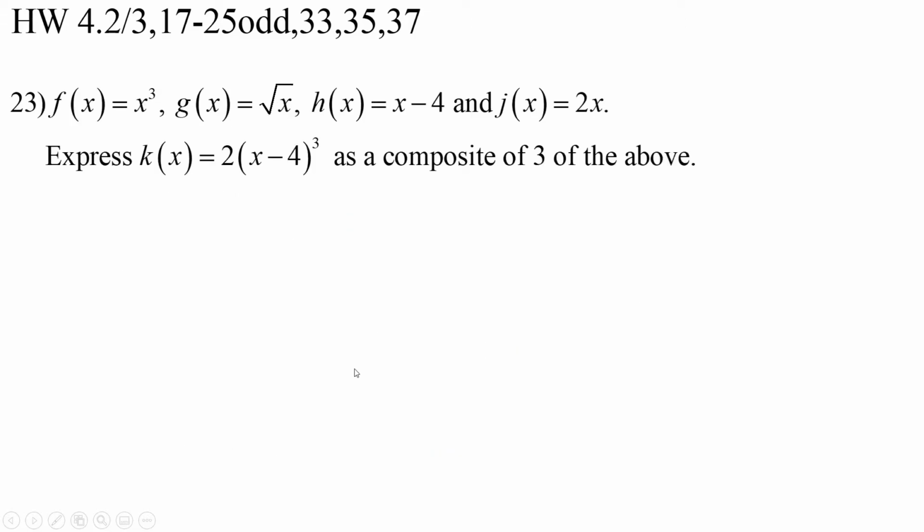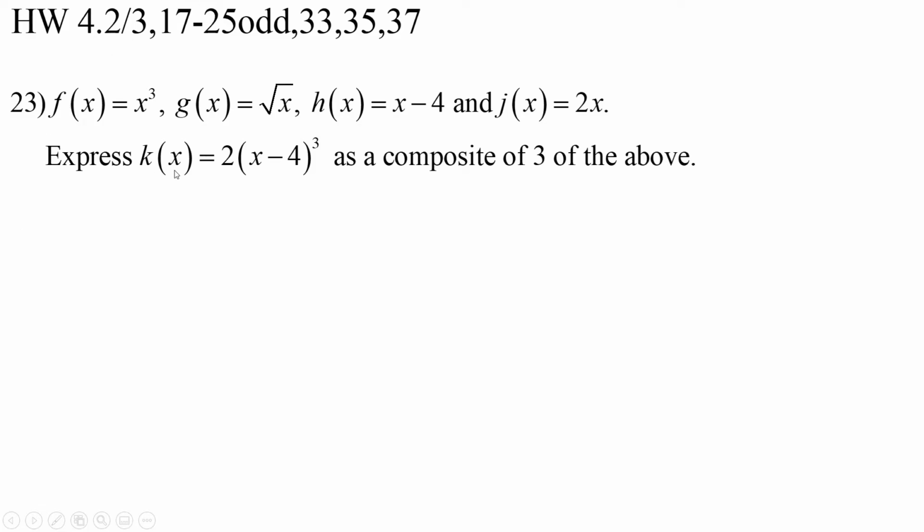All right, number 23. Oh, look at this. We have new functions and we have four of them. All right, so f of x is x to the third, g of x is root x, h of x is x minus 4, and j of x is 2x. This is gonna be fun.